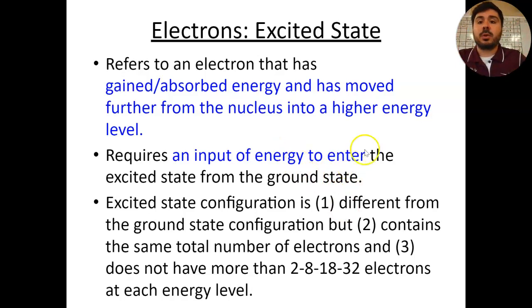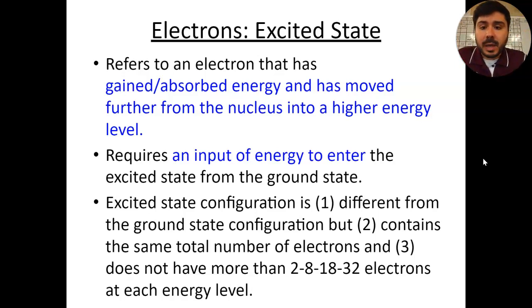The excited state refers to an electron that has gained or absorbed energy and has moved further from the nucleus into a higher energy level. And this is going to require an input of energy to enter that excited state from the ground state. And there's a couple of rules when it comes to identifying electrons and identifying electron configurations in either the ground state or the excited state. So let's take a look at these real quick, and then we're going to end the video with this here.